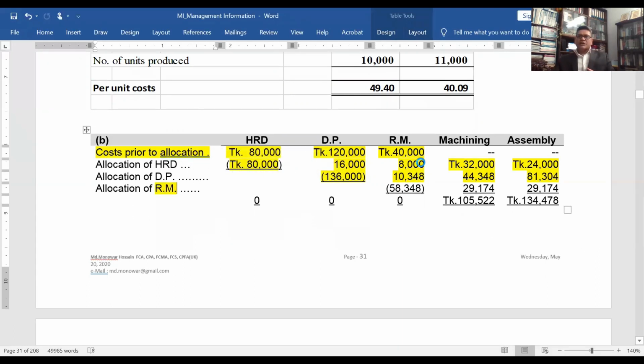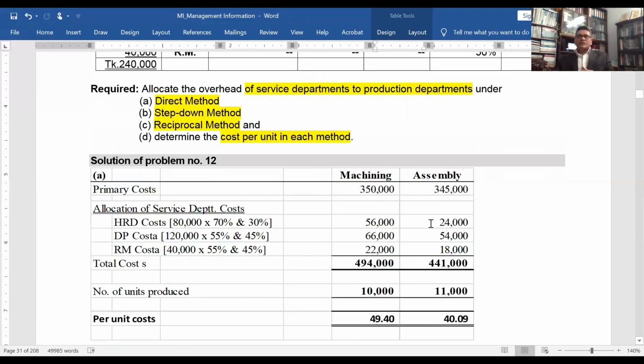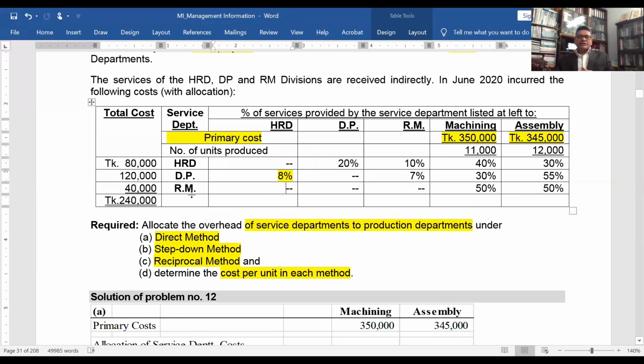Look here, 40,000, 8,000, and 10,348 taka is total 58,348 taka. So this amount would be allocated. How? Okay. Fortunately, risk management is 50% for machining and 50% for assembly.